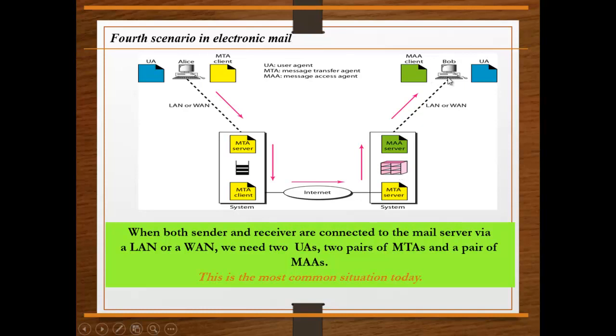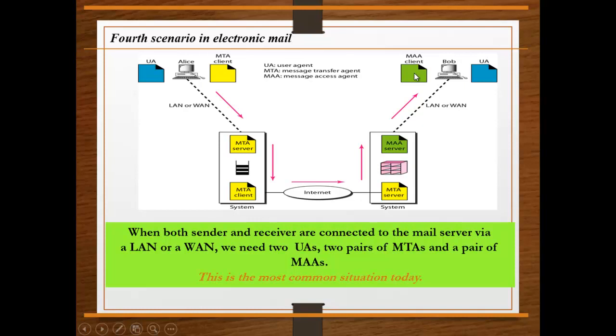Now the user needs to take the message from the server. For that he needs to use one more agent called the message access agent. Now here there is no transferring, the receiver is going to access the mail, so it is called message access agent. So in the MTA server you also have a MAA server. He will give the message to the MAA client, which will be running at the receiver, and Bob will be accepting the mail from the client. Okay, so this is the present scenario.